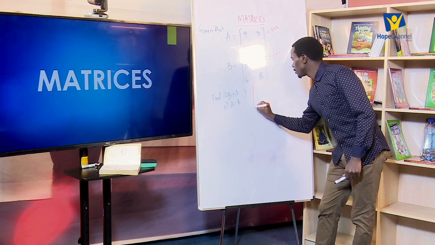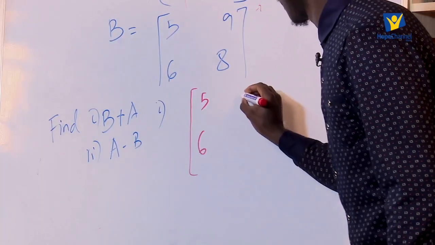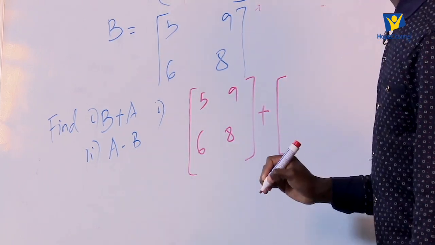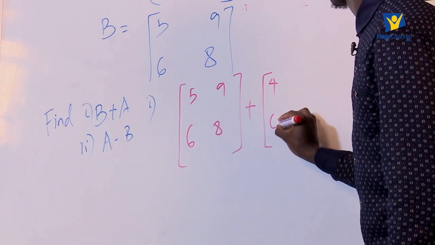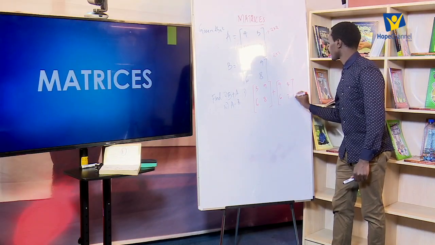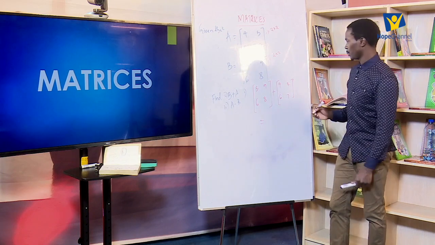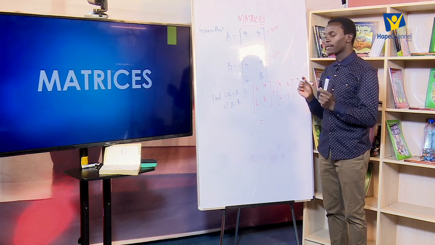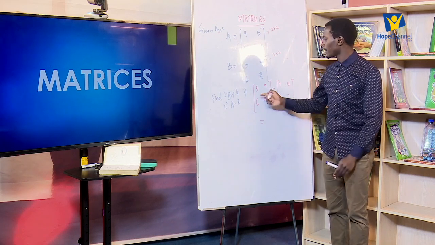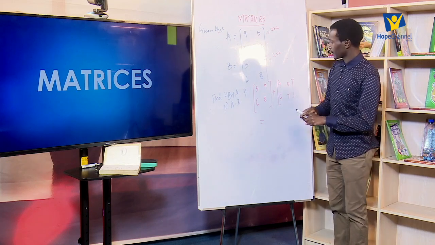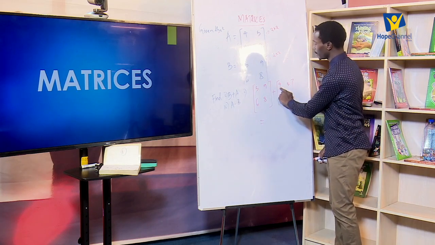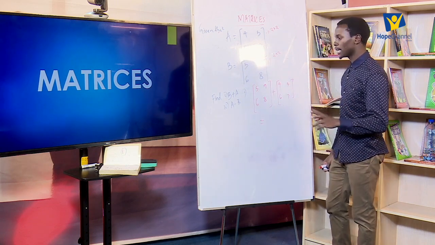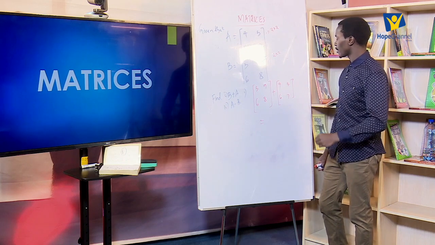So we first write B. We have 5, 6, 9, and 8. Add A, which is 4, 6, 5, 7, and do the normal addition. You're going to add two elements that have the same position. For example, 5 and 4. 5 is in the first row, first column, and 4 is in the same position. So we add them according to their positions. But if you make a mistake and add a wrong element to another wrong element, then you have it wrong.